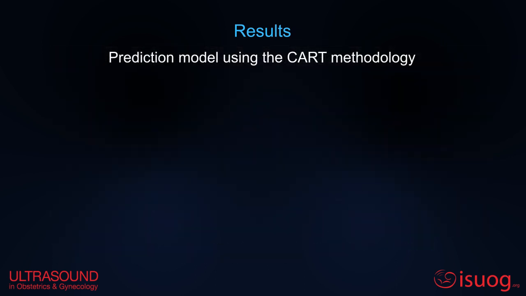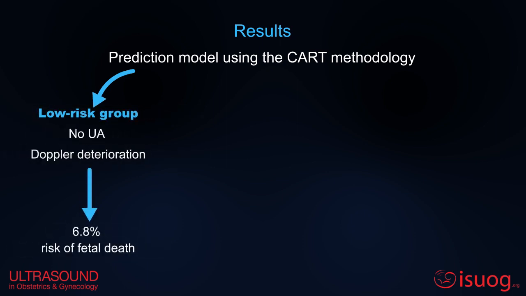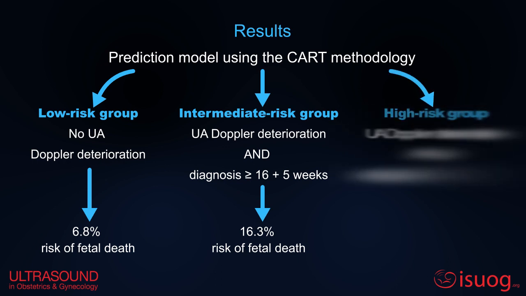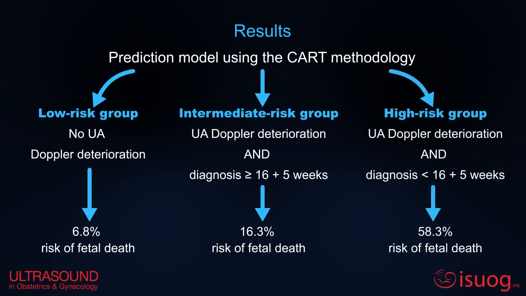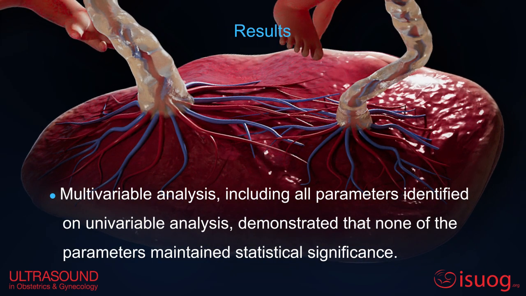A prediction model, including umbilical artery Doppler deterioration and gestational age at diagnosis, could identify 3 groups: a low-risk group, in which the risk of fetal death was 6.8%, an intermediate-risk group, with a risk of fetal death of 16.3%, and a high-risk group, with a risk of fetal death of 58.3%. Multivariable analysis demonstrated that none of the parameters maintained statistical significance.